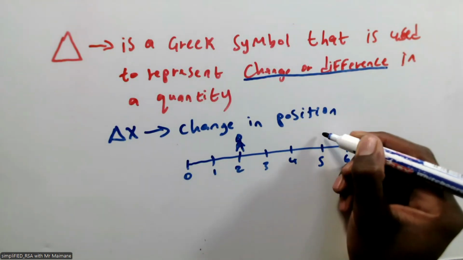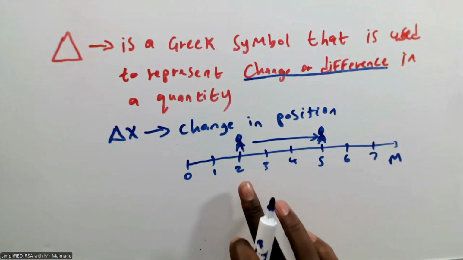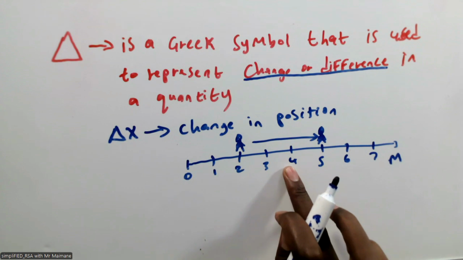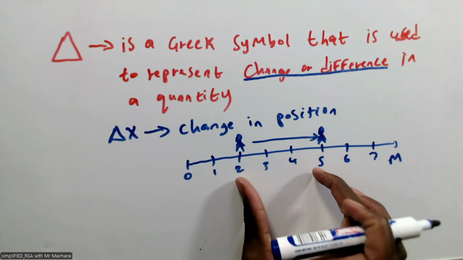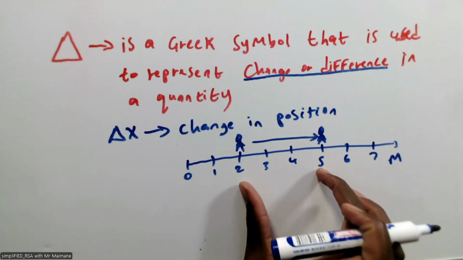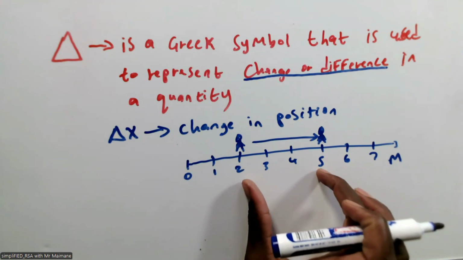2 meters and they move to 5 meters, we say they have covered a distance of, so it's 0, 1, 2, 3. They have covered a distance of 3 meters. Hence, we say the change in distance is the initial displacement minus the final displacement.